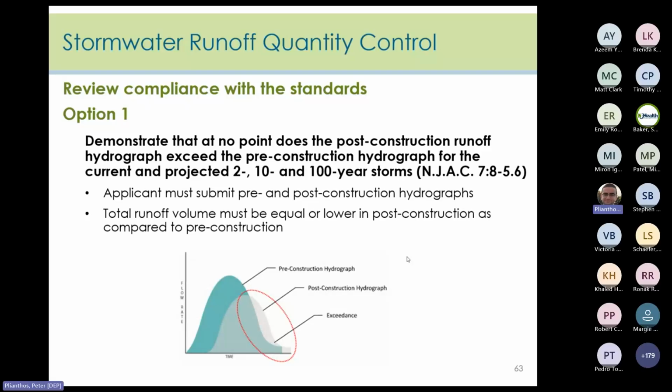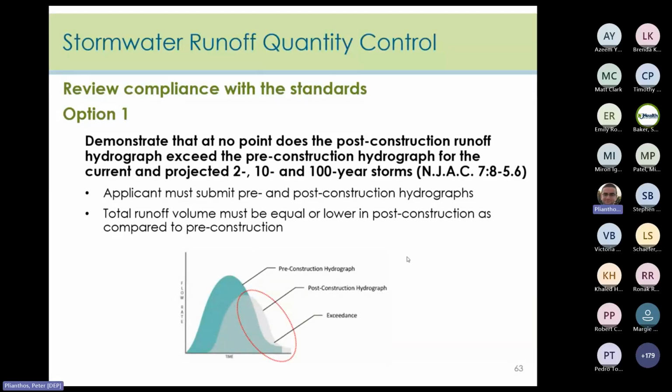It's important to note that there are 4 main variables that affect a hydrograph: the drainage area, the curve number, the time of concentration, and the rainfall depth and distribution. So if any of these variables change, it will change the hydrograph. Typically, the drainage area and rainfall depth and distribution will remain the same from pre to post-construction conditions, meaning the curve number, or CN, and the time of concentration are the biggest drivers when it comes to meeting this option.